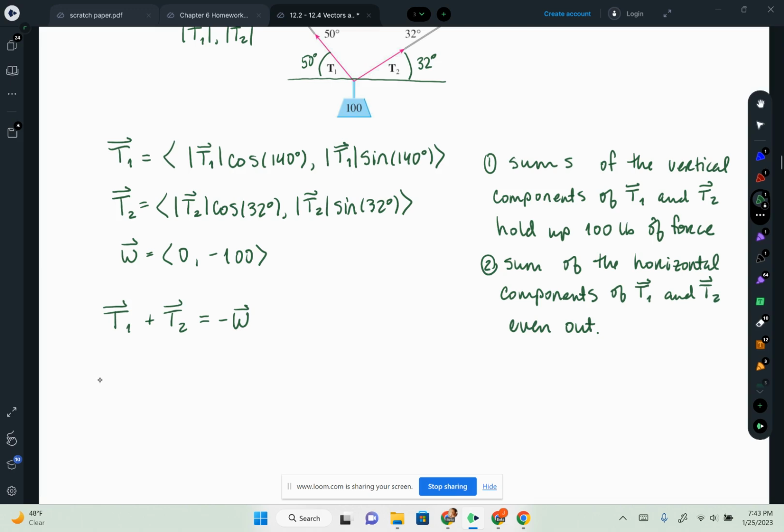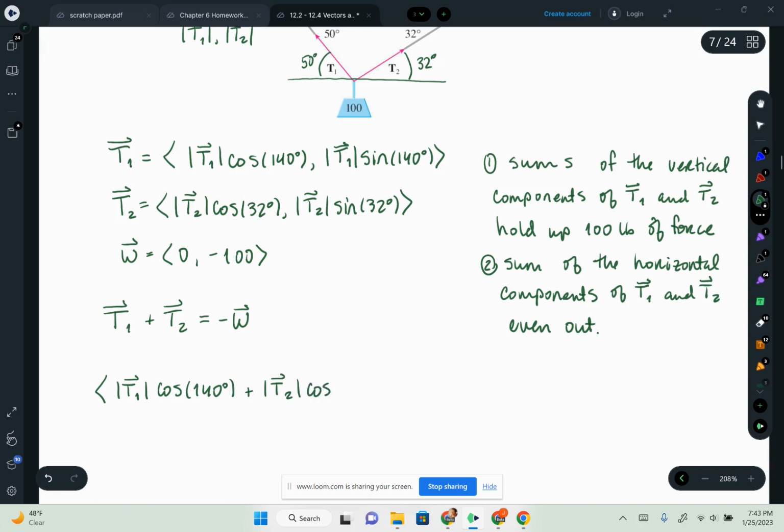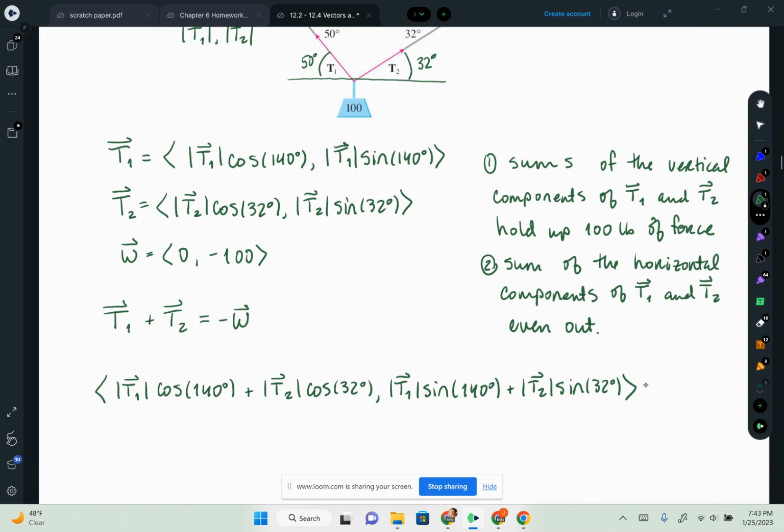So writing this out, I have T1 plus T2. The x component will be the magnitude of T1 times cosine of 140 degrees plus the magnitude of T2 times cosine of 32 degrees, comma, the y component will be the magnitude of T1 times sine of 140 degrees plus the magnitude of T2 times sine of 32 degrees. That closes up my vector. That's T1 plus T2, and this is equal to the negative of (0, -100).